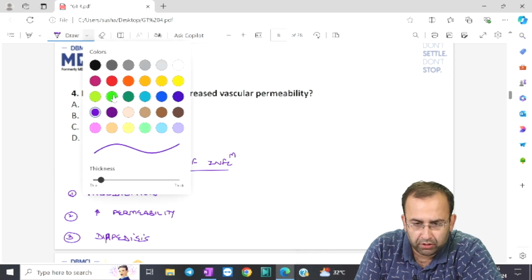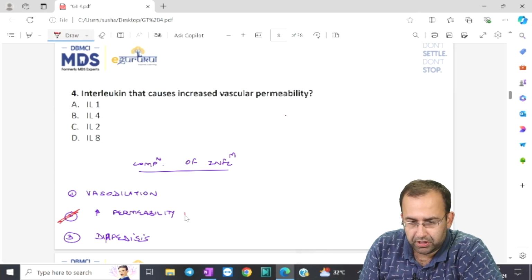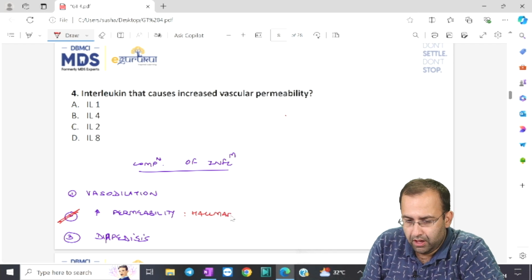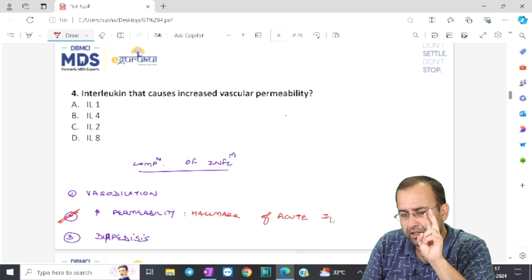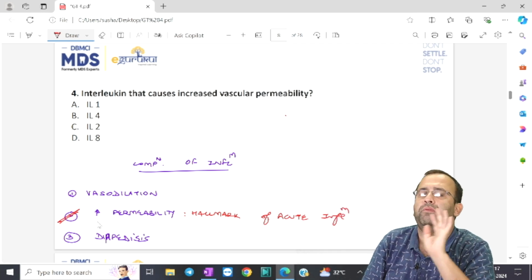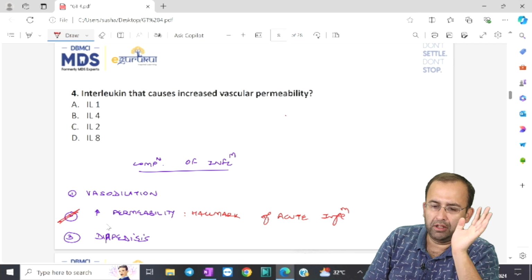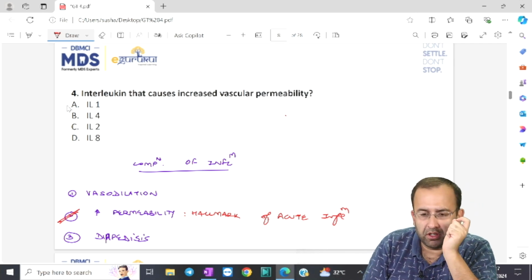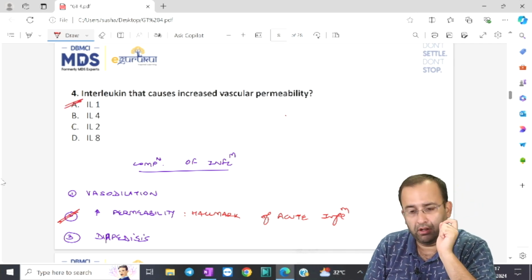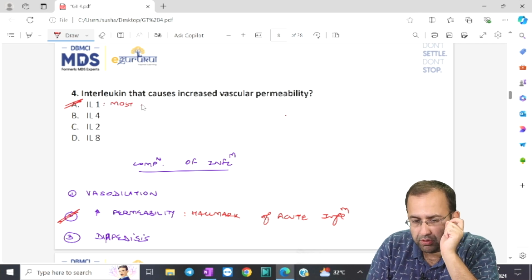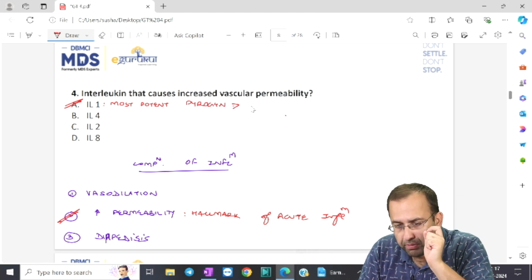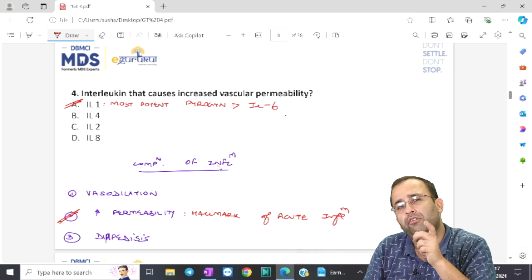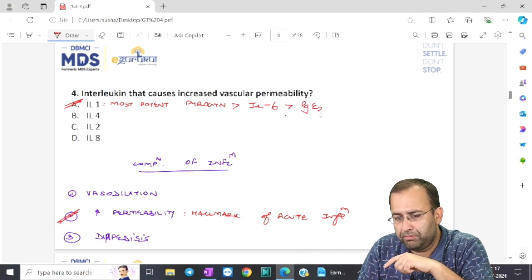Which is the hallmark of acute inflammation? Increased permeability. Vasodilation can also be drug-induced or because of nitric oxide. The hallmark is increased permeability of the vessel wall. Which is the main cytokine associated with increased permeability? Interleukin 1, which is also the most potent pyrogen, that is, it causes fever. Followed by interleukin 6, followed by prostaglandin E2, PGE2.